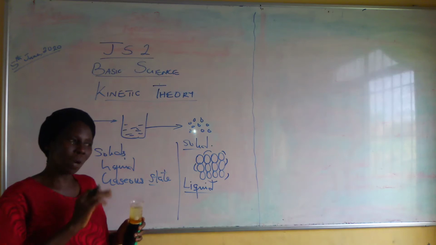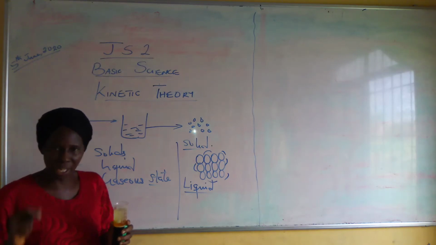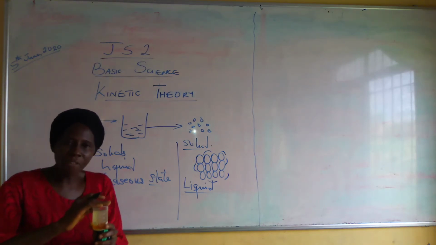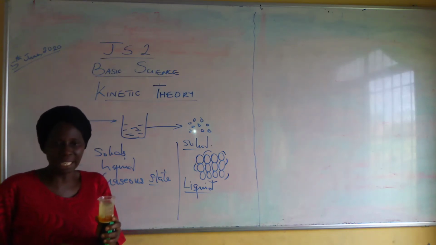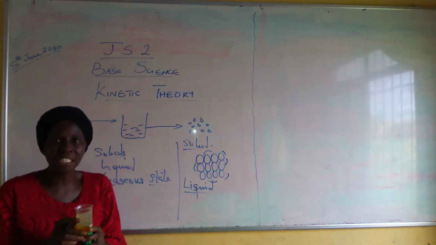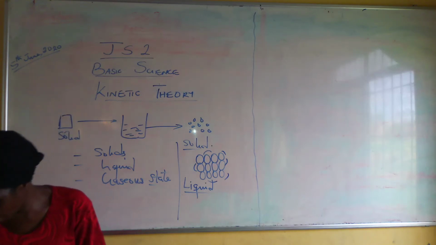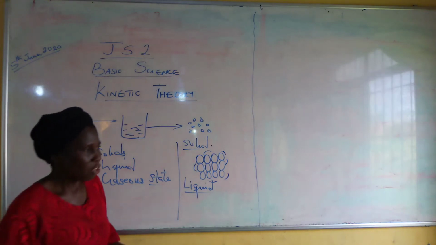For example, water is a liquid, kerosene, petrol, and others. They are all liquids. You cannot compress liquid. They normally assume the shape of the container, but with definite volume, and cannot be compressed.